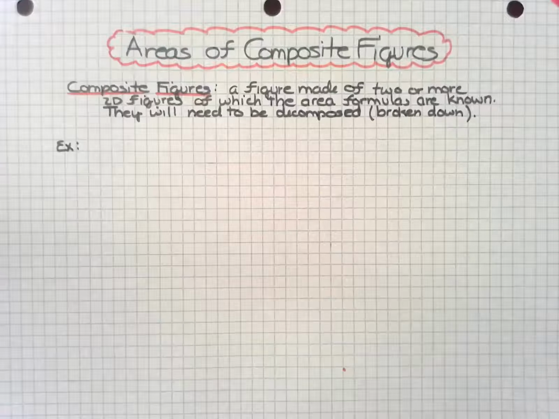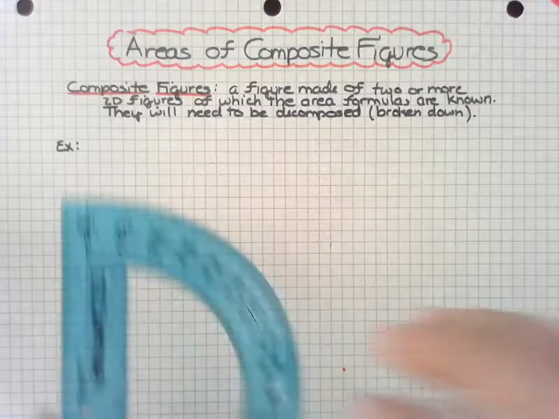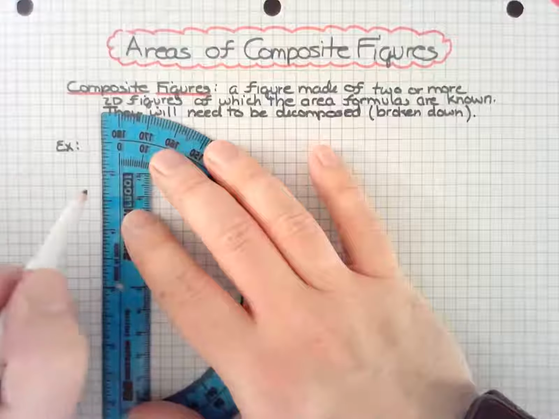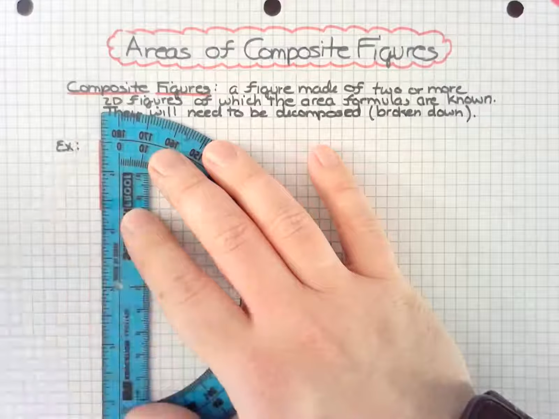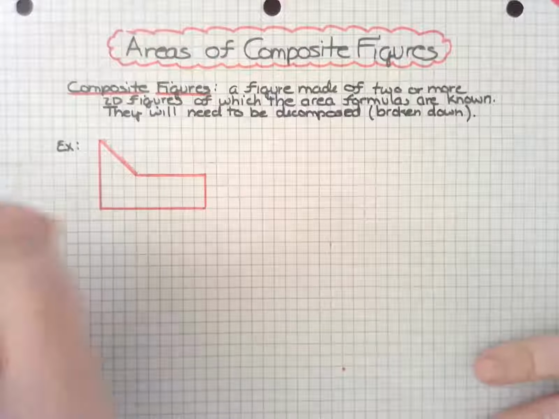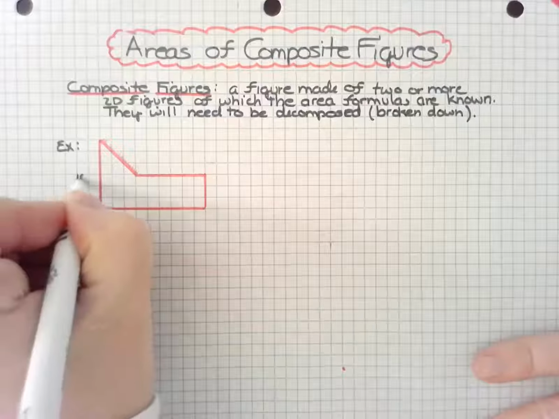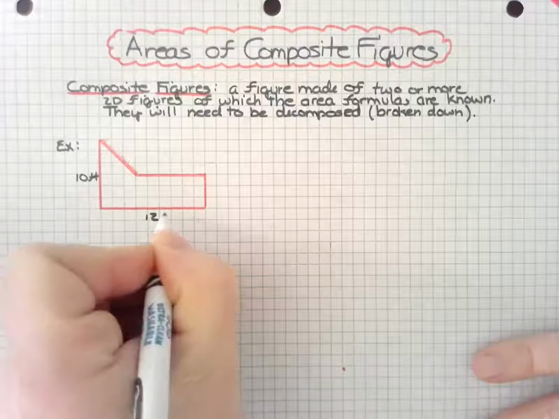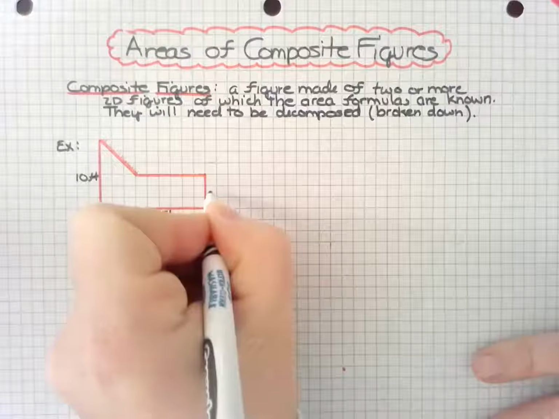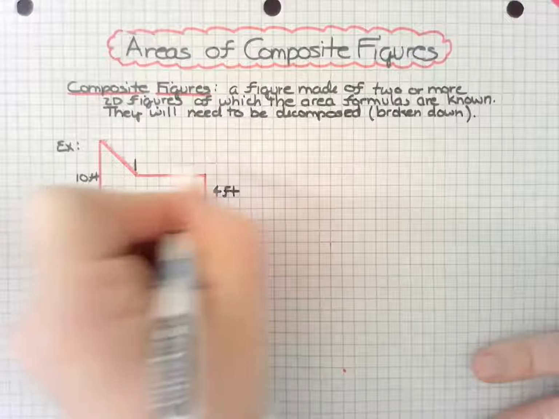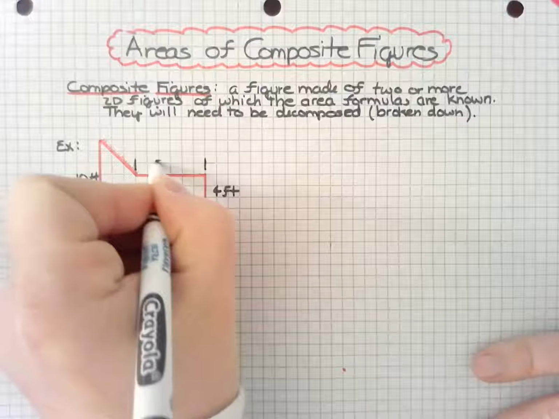Use my handy dandy ruler, straight edge. So I'm giving a figure that has a side of 10 feet, a base of 12 feet, this is 4 feet. From here to here is 8 feet.